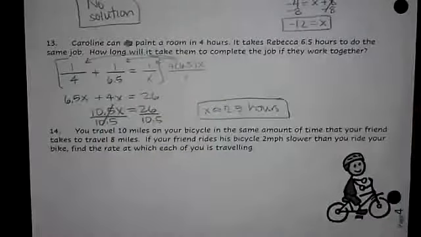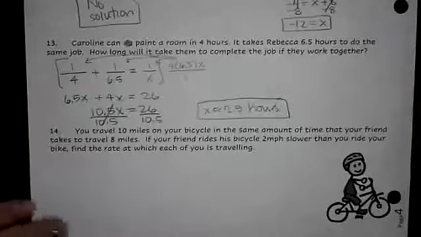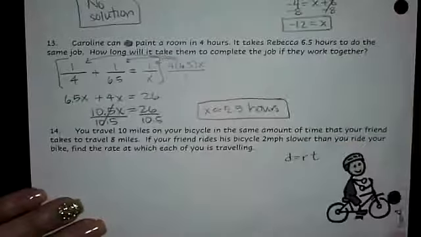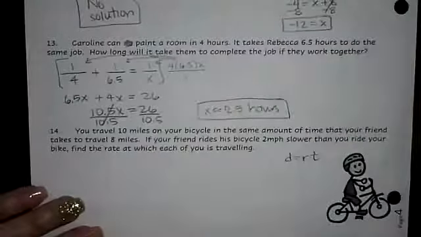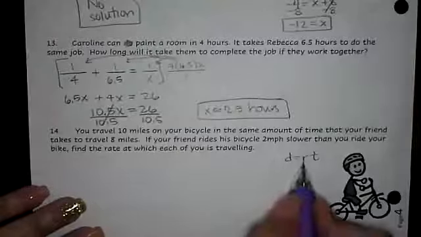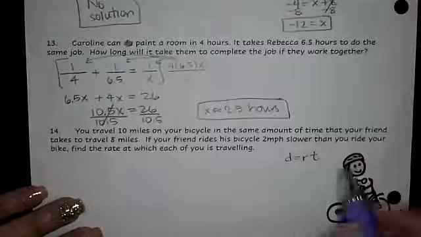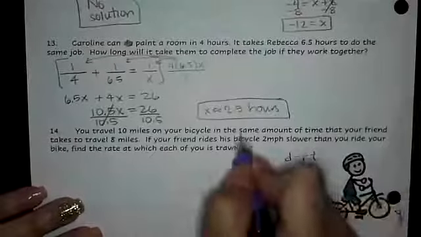All right, it says you travel 10 miles on your bicycle in the same amount of time that your friend takes to travel 8 miles. If your friend rides his bicycle 2 miles per hour slower than you ride your bike, find the rate at which each of you is traveling. All right, back in Algebra 1, you learned that equation distance equals rate times time. So your speed times your time is going to give you your distance. We're going to use that equation, but what we know is that they are the same amount of time.